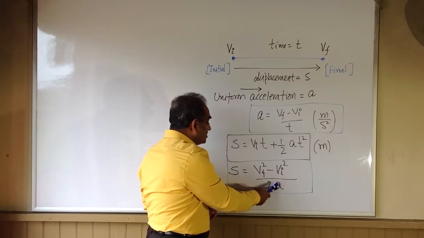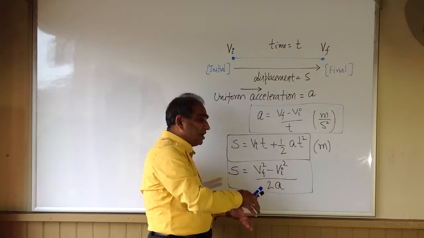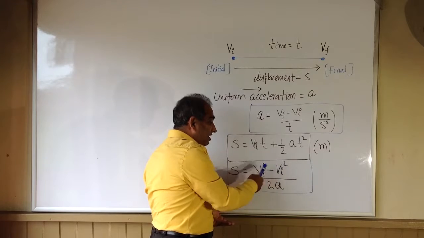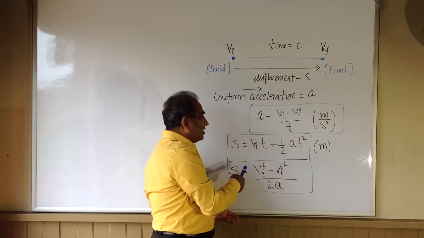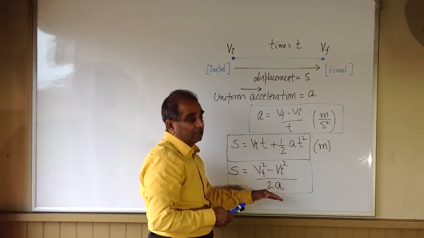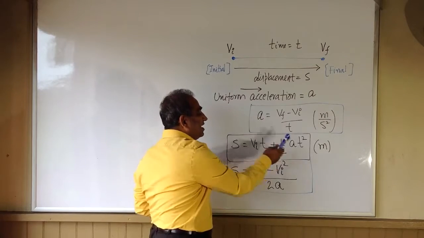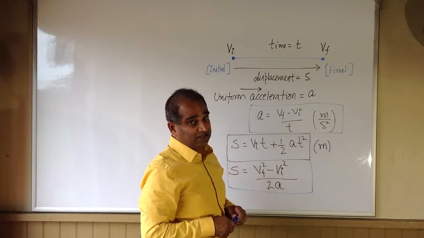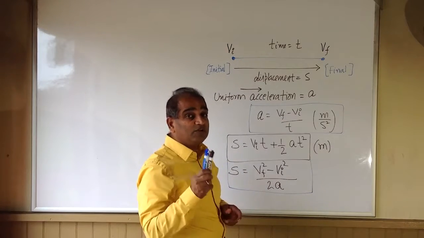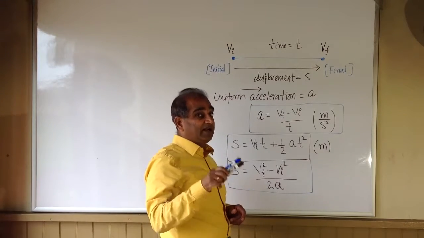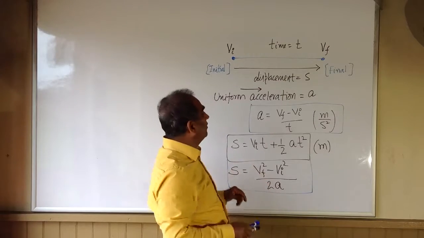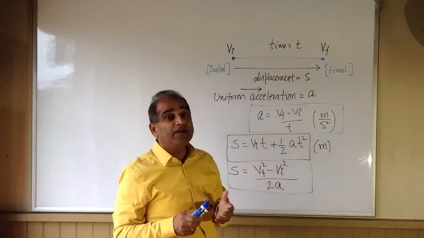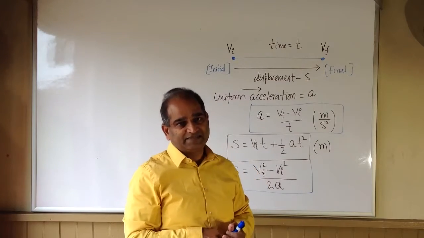And if acceleration is 0, s becomes infinite. But you know v final and v initial are both equal, so the numerator becomes 0. So therefore we don't use this equation. We use the previous equation, putting a equal to 0, if it is uniform velocity. But if it is uniform acceleration and acceleration is not 0, we have to use one of these three equations depending upon the question asked.